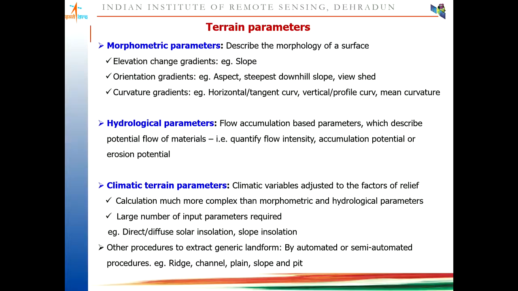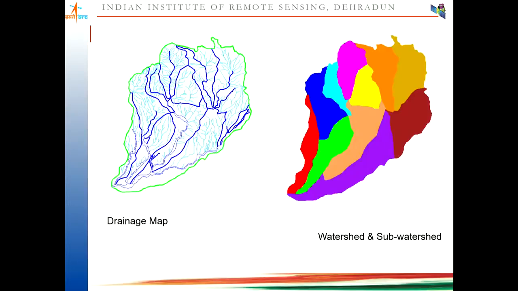You can put the DEM as an input map, and you can generate a ridge map: ridge, channel, plain, slope, pit, valley. All the land features, landforms, can be delineated very easily from the digital elevation model. So it is a very useful parameter which can be utilized for land use planning.